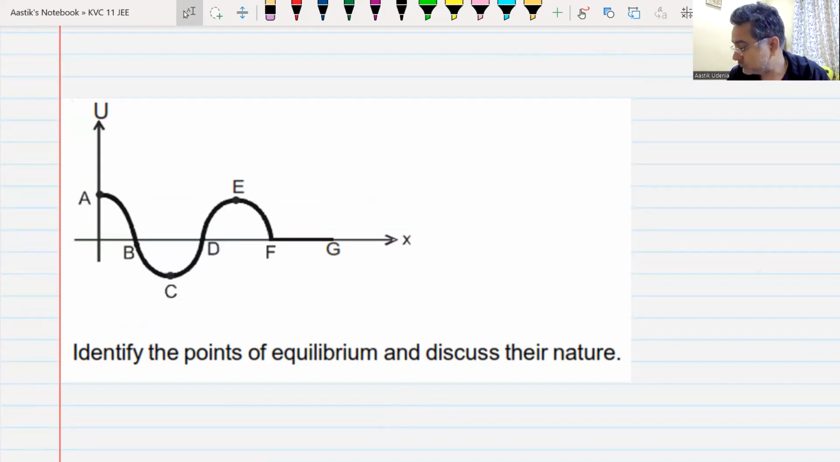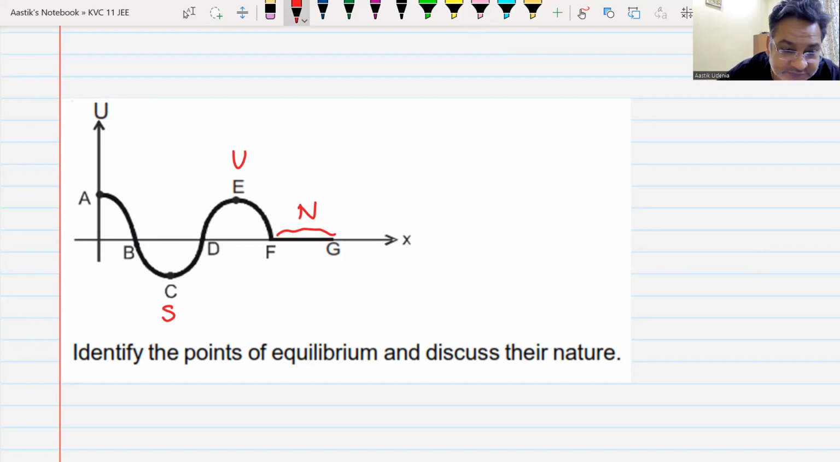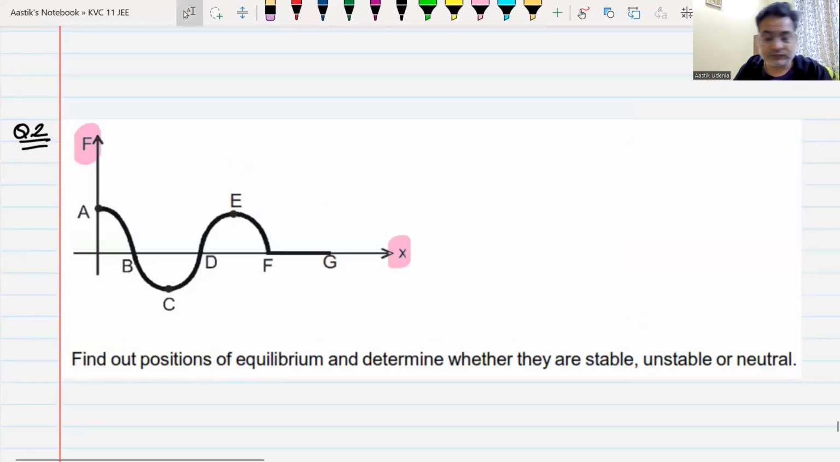At point C, stable, sir. Point C is stable, then point E, unstable. Then between F to G, neutral, sir. This is between U and X. The question that we are asking is between F and X, not U and X. Anyone understand this one? But the question is here, between F and X. I will give you 2 minutes to think about it.